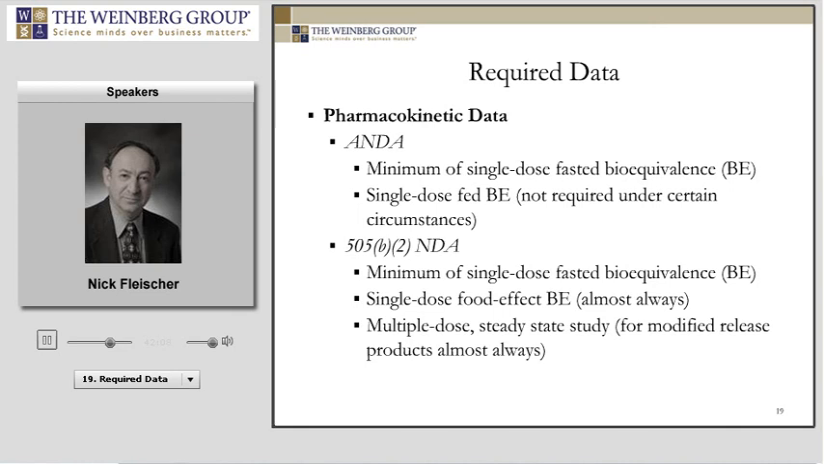For a 505(b)(2) NDA, definitely you need a single-dose bioequivalence trial comparing to the listed drug, and that would sometimes be called a bridging study. You most often would need a single-dose food effect trial, and in many cases you would also need a multiple-dose steady-state study. And for a modified release, I think it would always be required for a 505(b)(2) NDA.